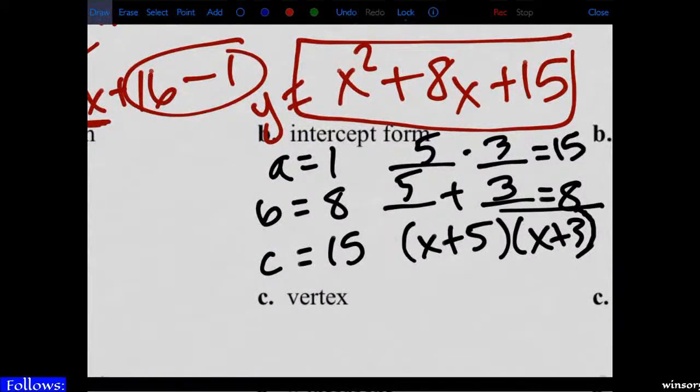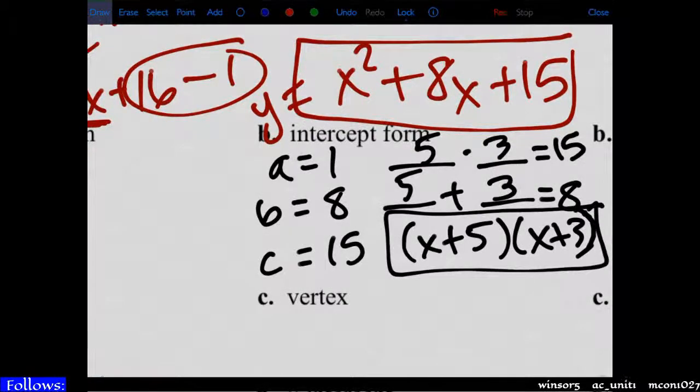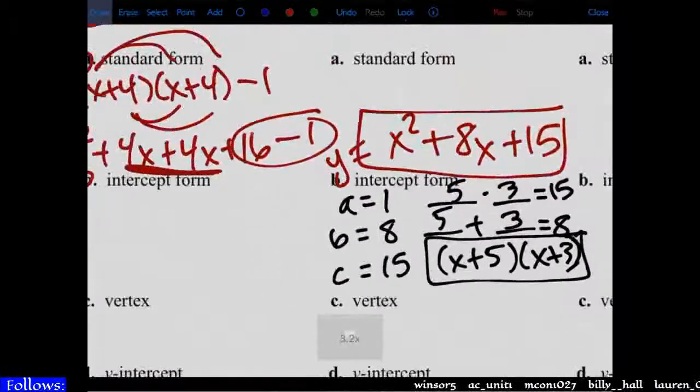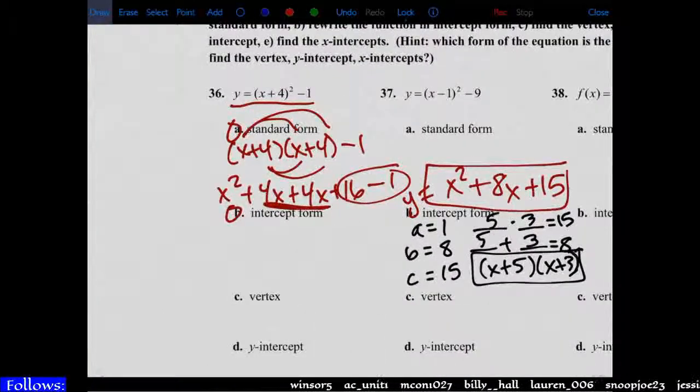So this is our intercept form. We just converted standard into intercept form. This goes here.